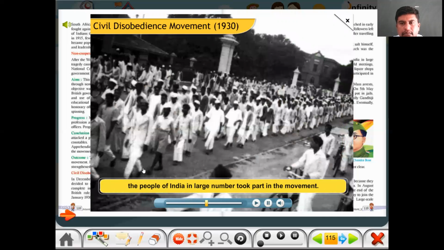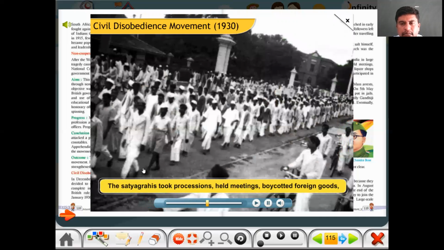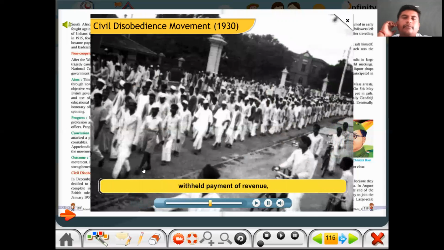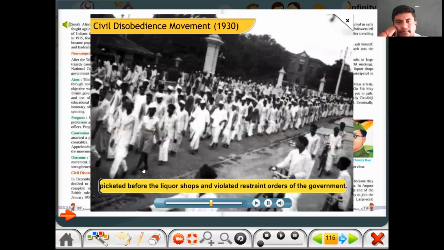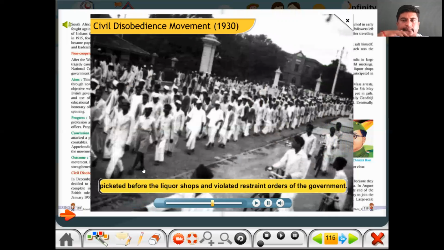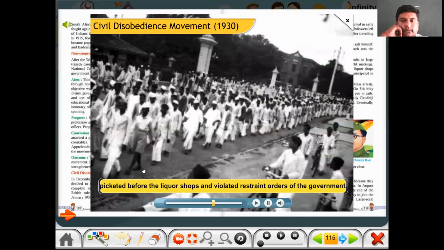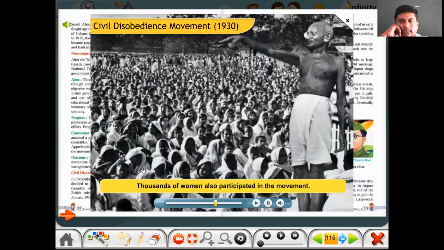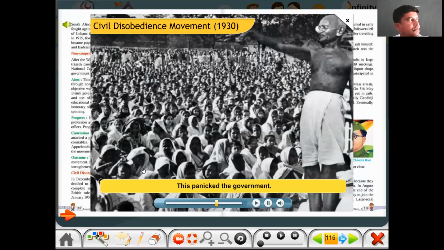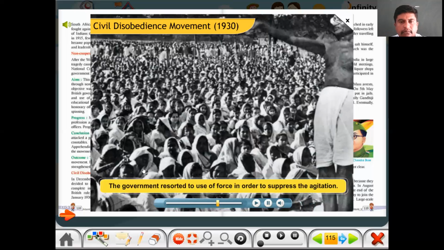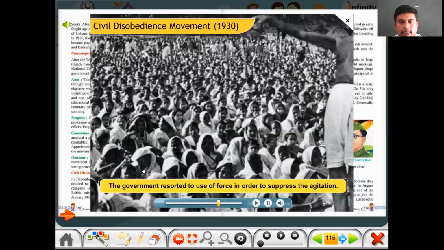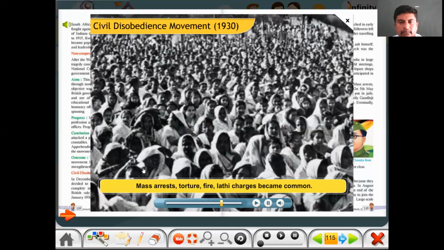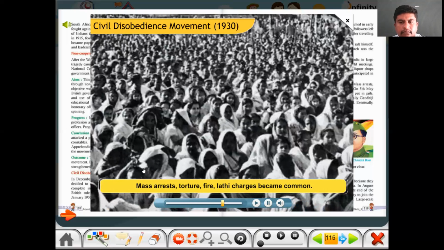the people of India in large number took part in the movement. The Satyagrahis took processions, held meetings, boycotted foreign goods, withheld payment of revenue, picketed before the liquor shops, and violated restraint orders of the government. Thousands of women also participated in the movement. This panicked the government. The government resorted to use of force in order to suppress the agitation. Mass arrests, torture, fire, lathi charges became common.